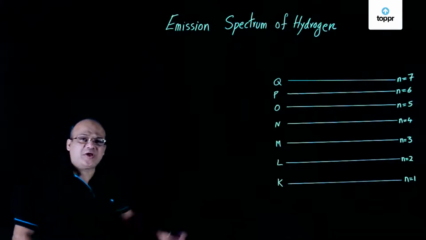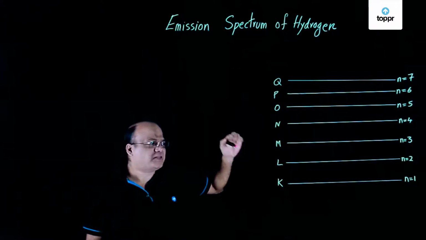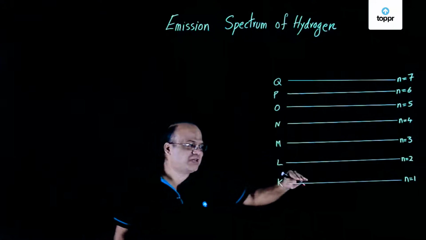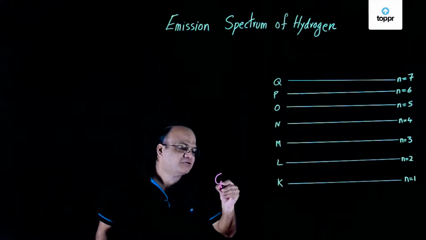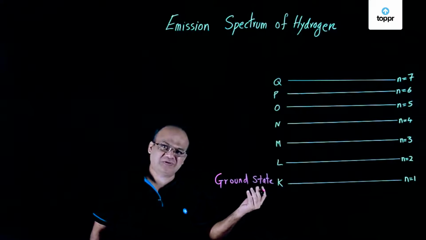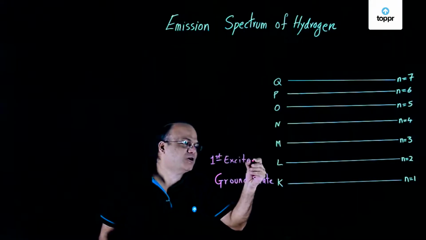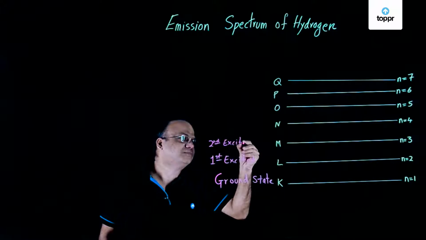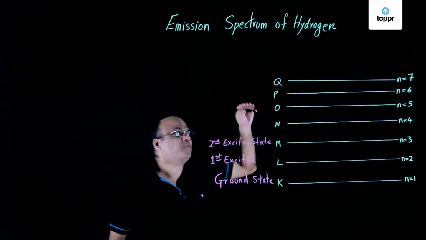In this lesson, we are going to learn about the emission spectrum of hydrogen. We know, as per the Bohr model, the electrons can exist in only certain energy levels. The ground state is n equal to 1, that is known as K shell. So this is ground state. N equal to 2 refers to the first excited state. N equal to 3 refers to the second excited state, and so on. Now these are known as K, L, M, N, O, P, Q shells.